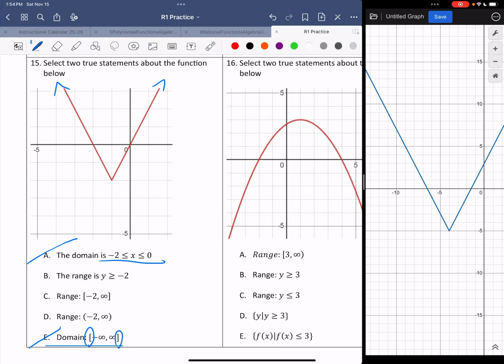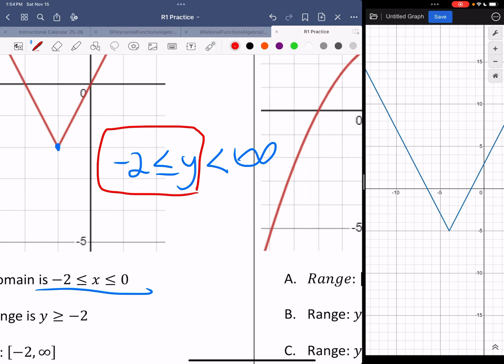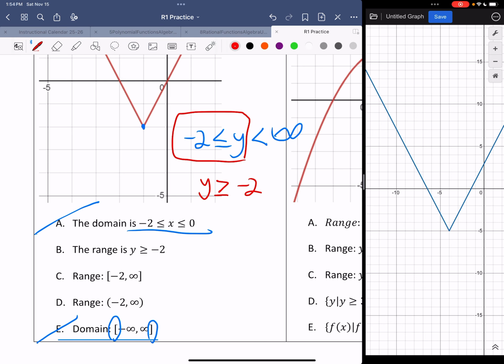So let's talk about the range. The range should be -2 as the lowest point, and the highest point is positive infinity. Because we do not want to write infinity, I'm going to use only this, and I'm going to flip it because y should come first. So y is greater than or equal to -2. So that is going to be the range. So that's correct. All right, so it's one of these two.